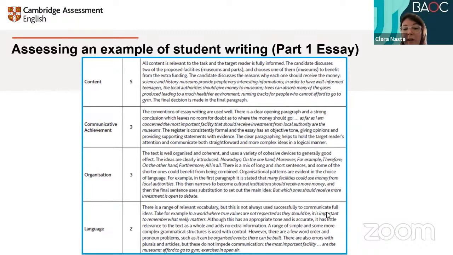There we go. There are also errors with plurals and articles. So this is basic for this level. This is a basic mistake. That's why it's given a 2. These do not impede communication, but they shouldn't be present.